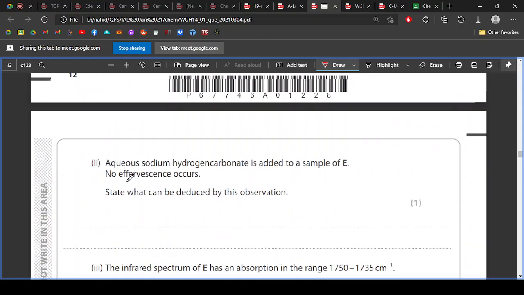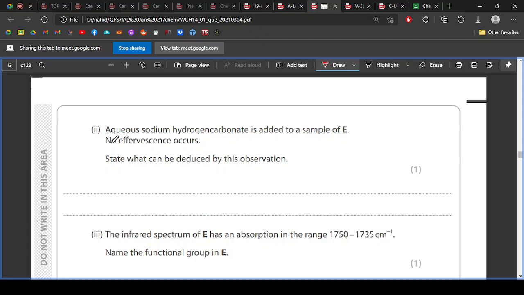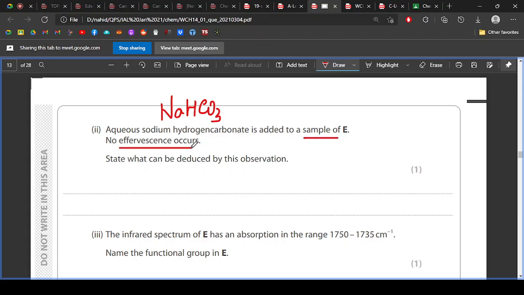All right. So we got that, and then number two, they said aqueous sodium hydrogen carbonate, NaHCO3, is added to a sample of E, and no effervescence occurs. So this is a base, right? Sodium hydrogen carbonate is a base. They added it with E and there was no effervescence. If you remember, sodium hydrogen carbonate is a specific test for carboxylic acid.